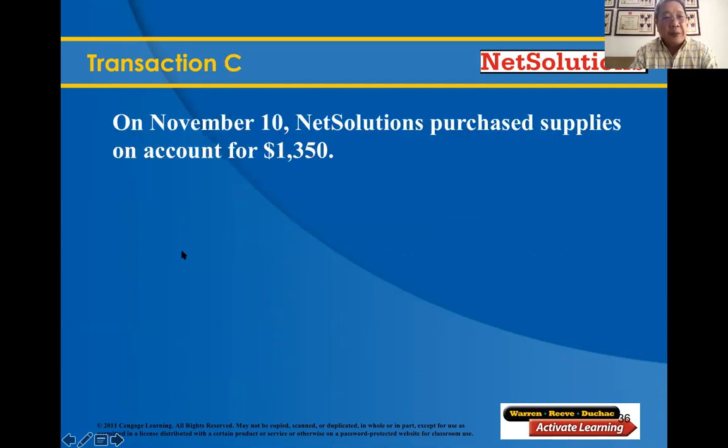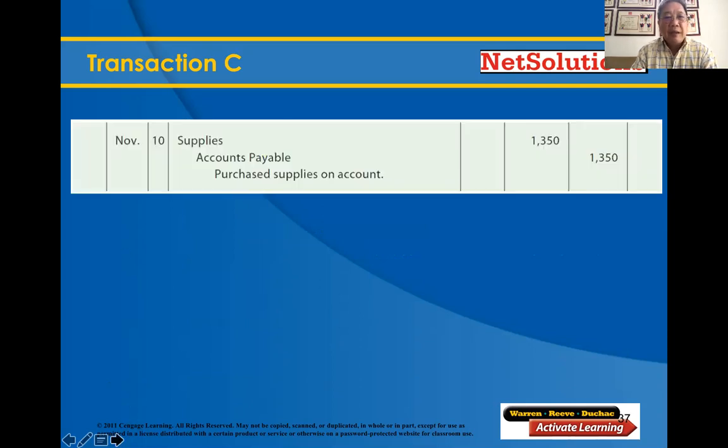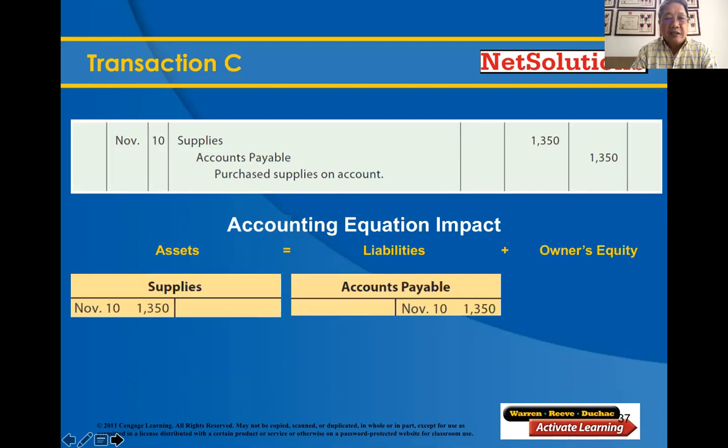November 10, bumili ng supplies, di ba? Inutang. On account. Debit supplies, credit accounts payable, purchase supplies on account. Increase in asset, which is supplies, and increase in liabilities, which is accounts payable.